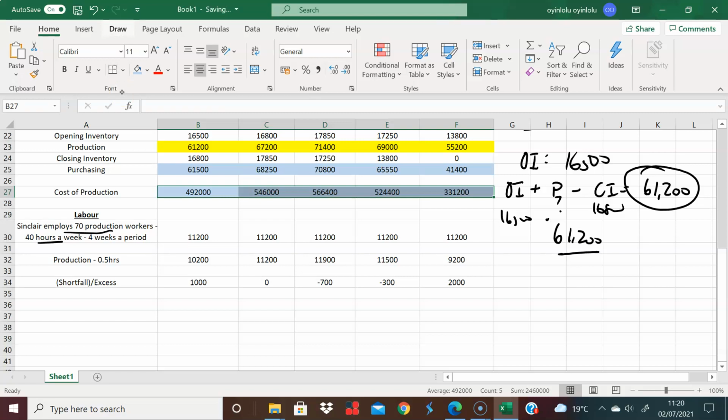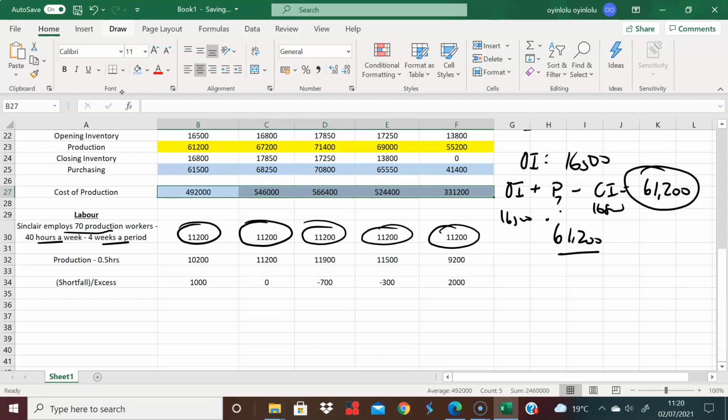And therefore, in a 4-week period, we know that for each week, what's available to us, these figures here, 70 times 40 times 4. And that's what you have here. This is what is available to us.